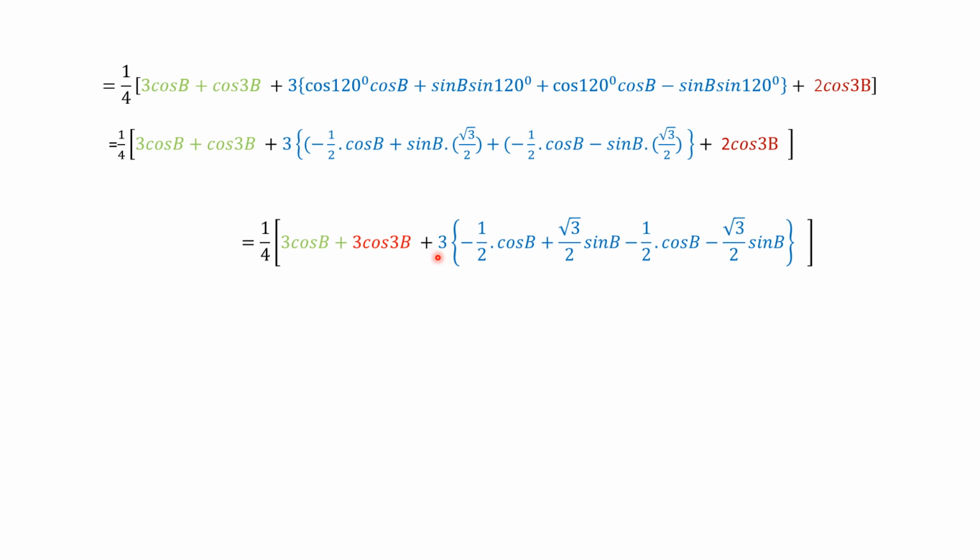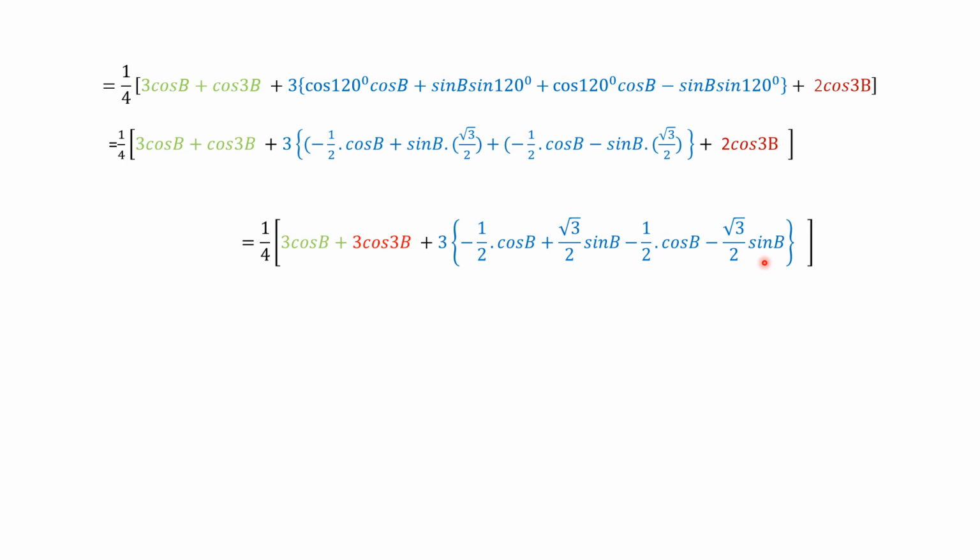Now within the bracket, we'll just simplify slightly. These are copied as they are. Now this root 3 over 2 sin b we will keep arranging, and then here we will open the bracket. So plus minus is minus, minus 1 over 2 cos b, again plus minus is minus, so it is root 3 over 2 sin b. Is this clear? Okay, very good.